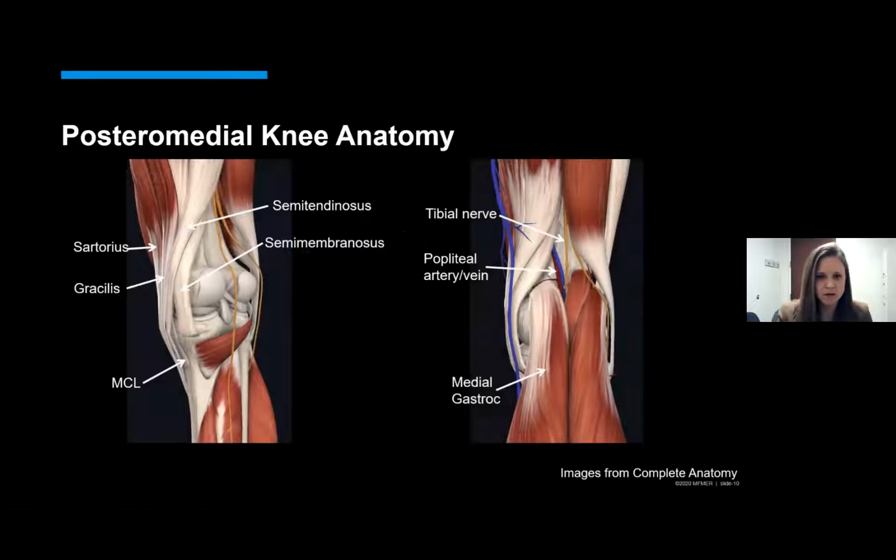So this is just a very general review of the main structures of the posterior medial knee that I won't go into depth on now, and instead I'll try to integrate the anatomy as we go through.